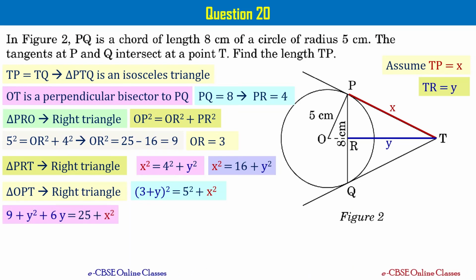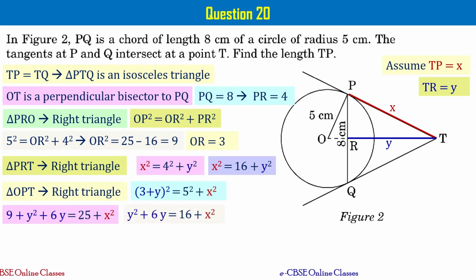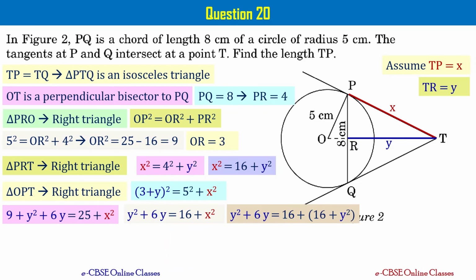When you simplify it, you get 9 plus y square plus 6y, where the (a plus b) whole square formula is applied, equal to 25 plus x square, right? And from the previous equation, we know that x square equals 16 plus y square. When you substitute 16 plus y square into this equation, you get 9 plus y square plus 6y equals 25 plus 16 plus y square. Simplify it such that you get 6y equal to 32.